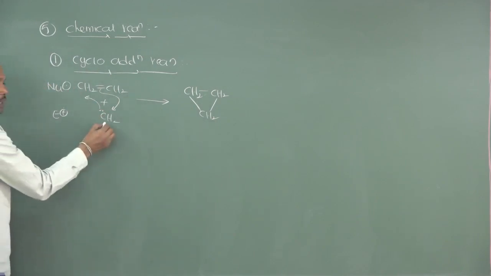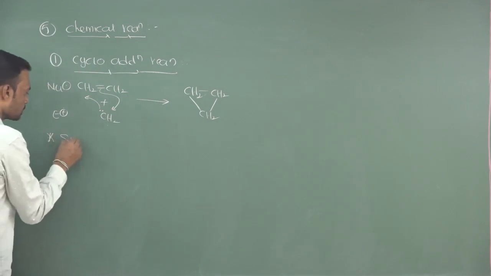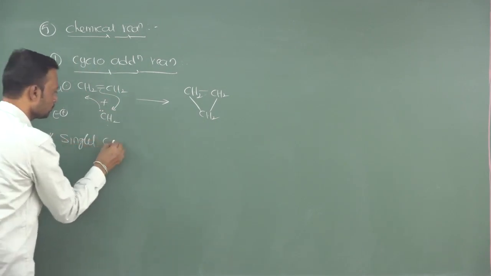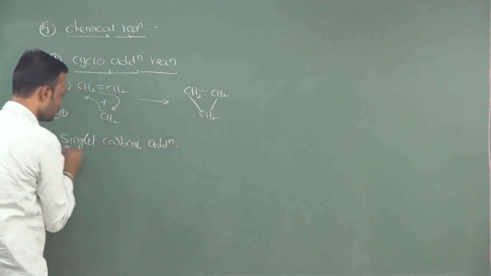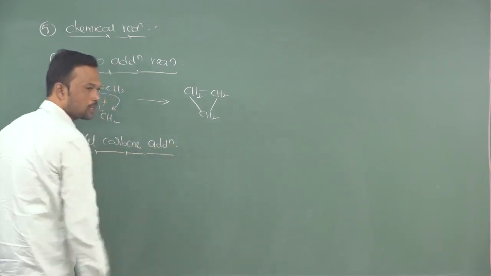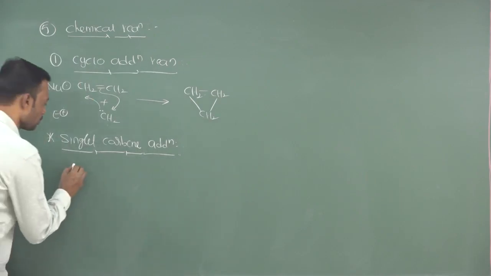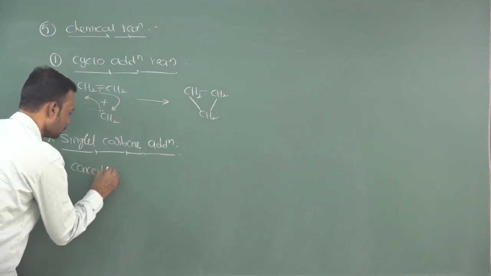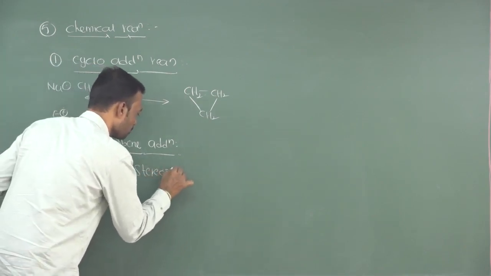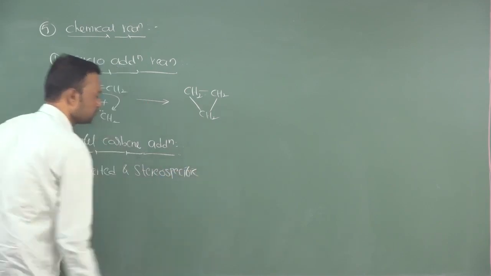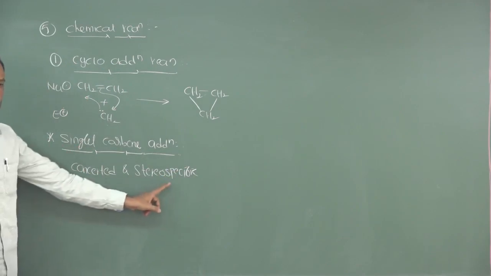Now generally we know that carbenes are classified into two types. First case, singlet carbene addition. What happens when a singlet carbene is added to an olefin? This reaction is always concerted. Remember, it is concerted and stereospecific. Singlet carbene addition to an olefin is concerted and stereospecific.